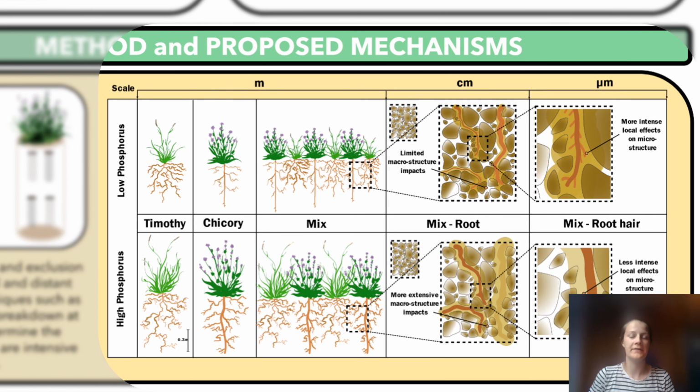This diagram highlights the proposed mechanisms and the different root types of the two plant species. Under low phosphorus conditions along the top here, we expect that there will be limited effects on the macrostructure, but more intense local effects on the microstructure. Conversely, under high phosphorus conditions, we'd expect more extensive effects at the macrostructure level and less impacts on the microstructure.